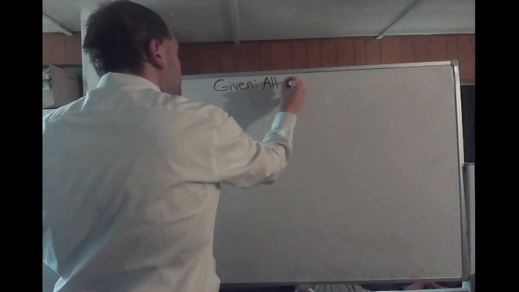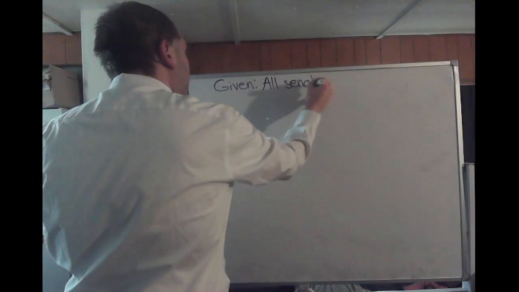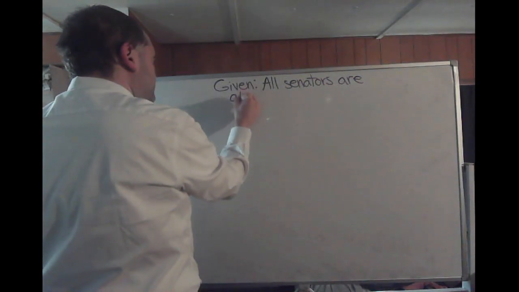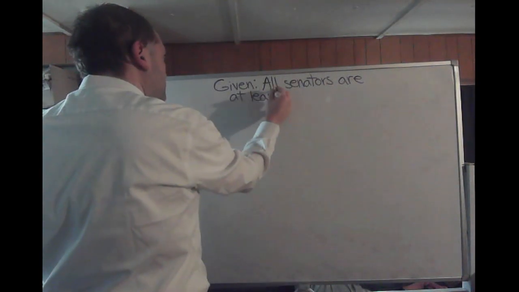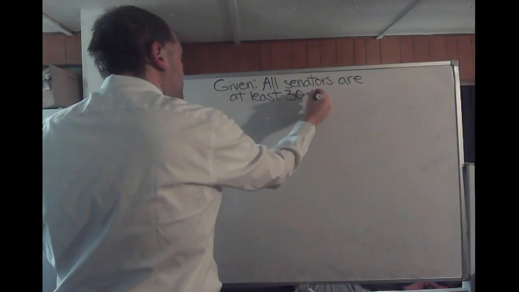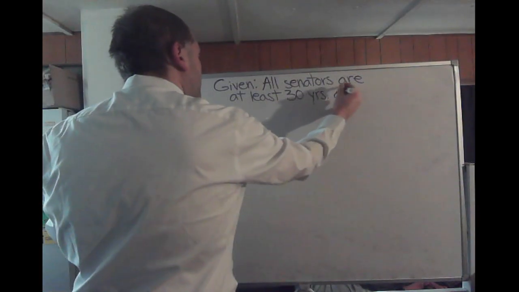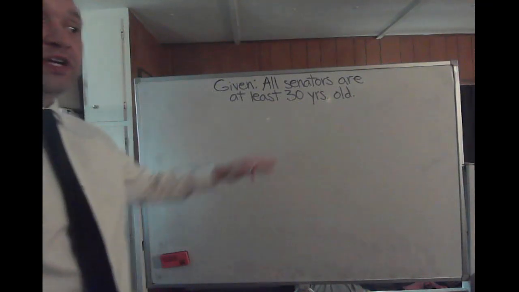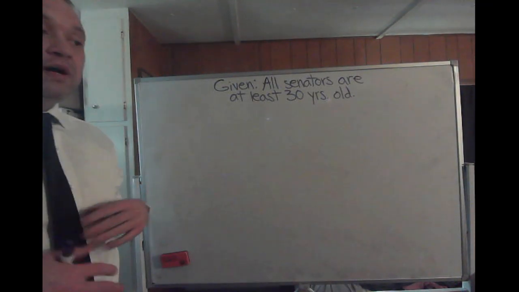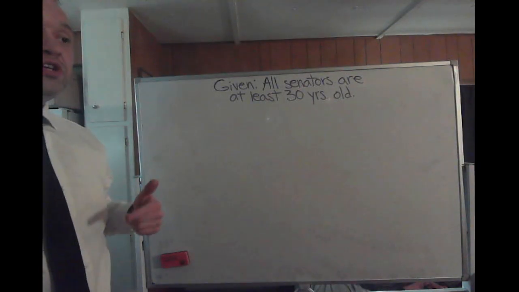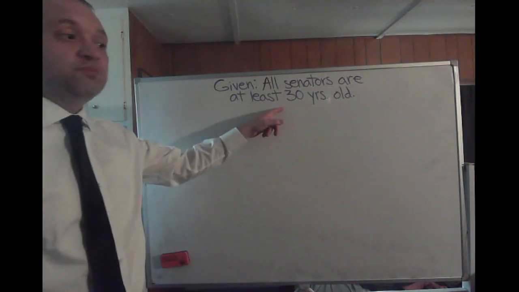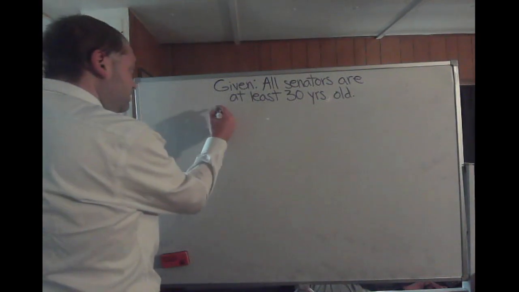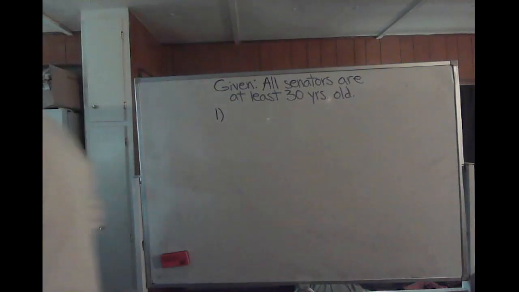All senators are at least 30 years old. So the given information is that all senators are at least 30 years old. And if you know anything about the government or the Constitution, according to the U.S. Constitution, that's absolutely true. You have to be at least 30 years old to be a U.S. Senator. But let's see if we can draw any conclusions from the additional information we're given.